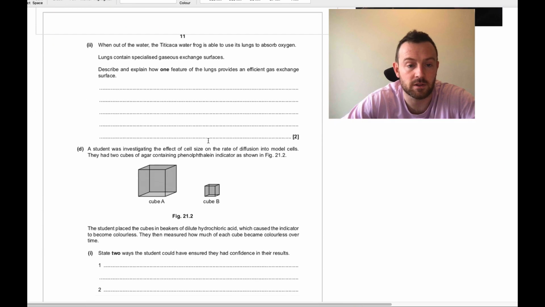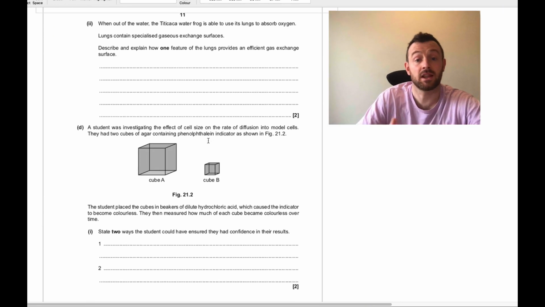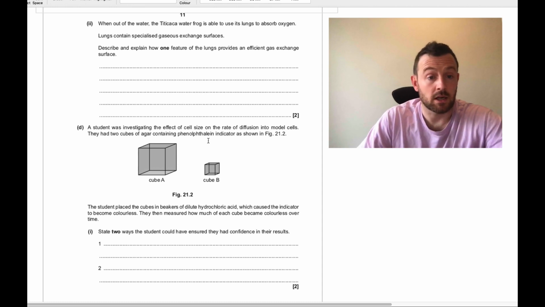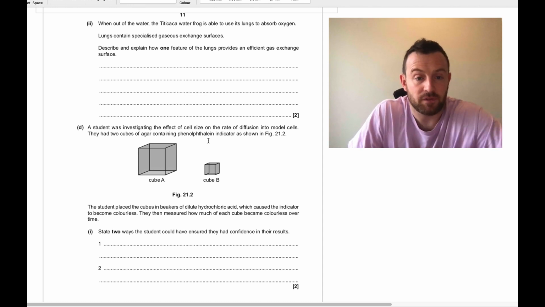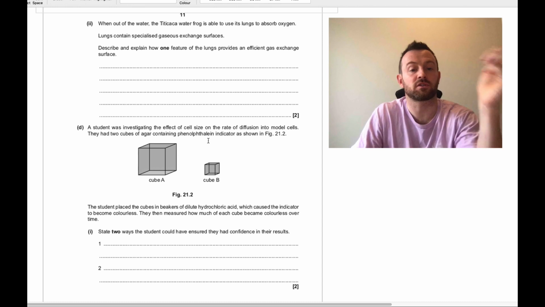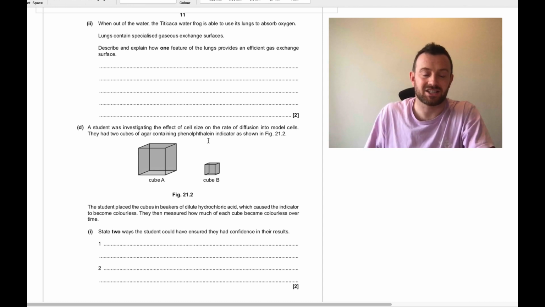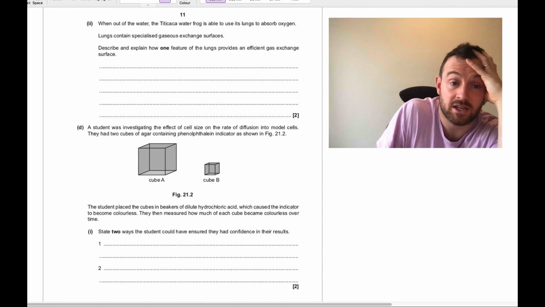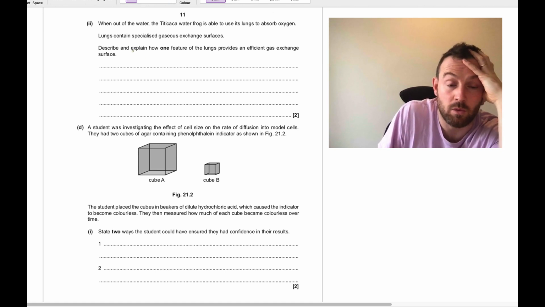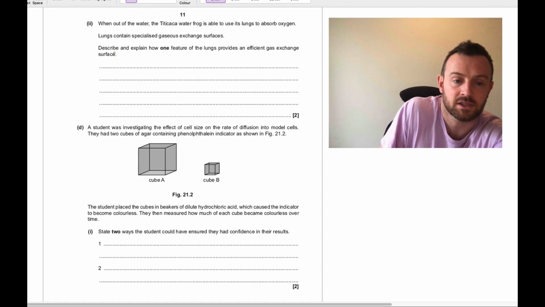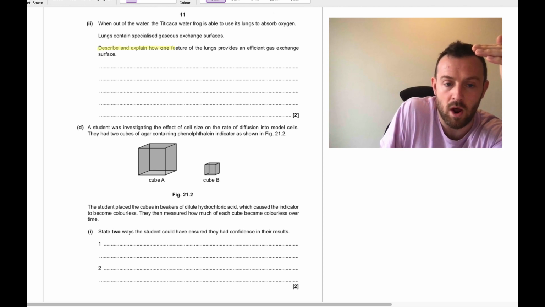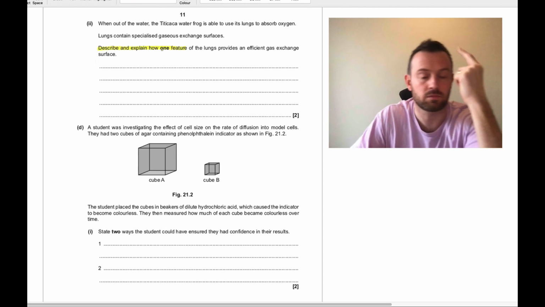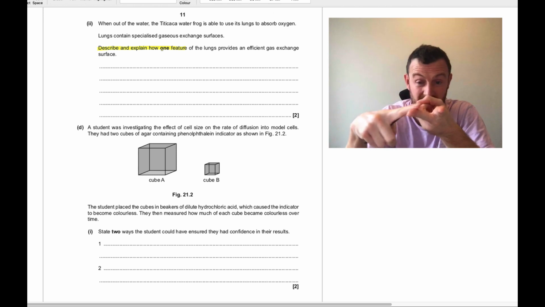When out of the water, the Titicaca water frog is able to use its lungs to absorb oxygen. Lungs contain specialized gas exchange surfaces. Describe and explain how one feature of the lungs provides an efficient gas exchange surface. Describe, okay, well this is interesting because it's a little exam technique. We don't want to just list everything we know about the lungs. We want to describe and explain how one feature, so say it, explain it.